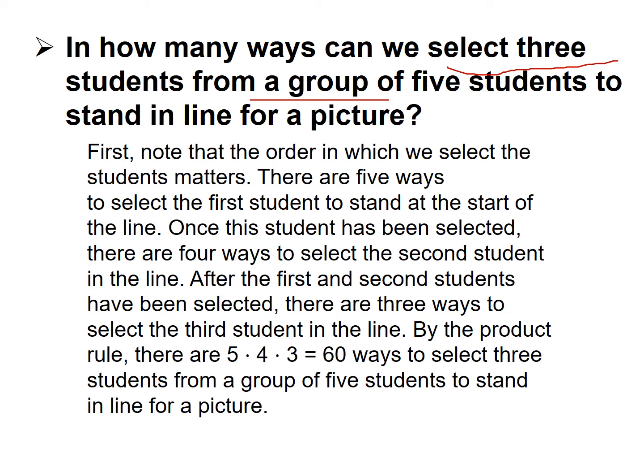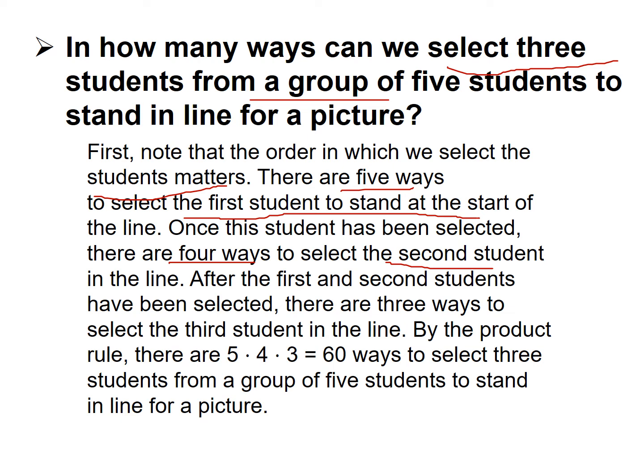First, note that the order in which we select the students matters. There are 5 ways to select the first student to stand at the start of the line. Once this student has been selected, then there are 4 ways to select the second student in the line.